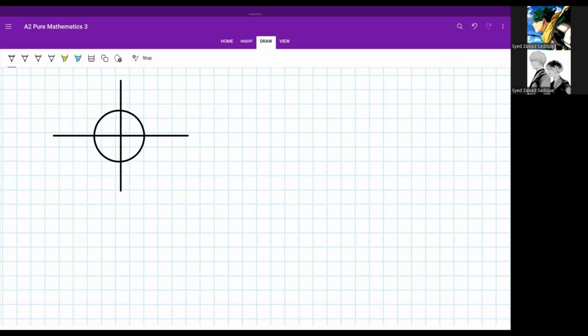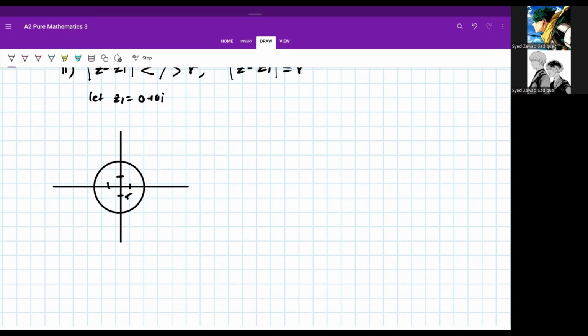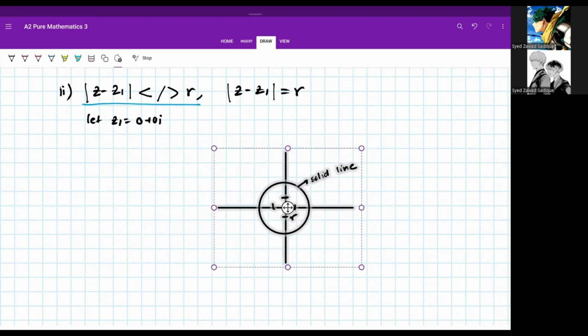These are all radius r. Now, as you can see, this is a solid line. This is for this scenario only.